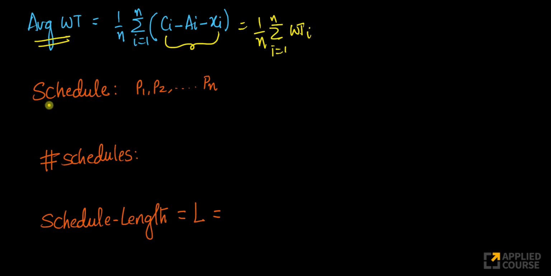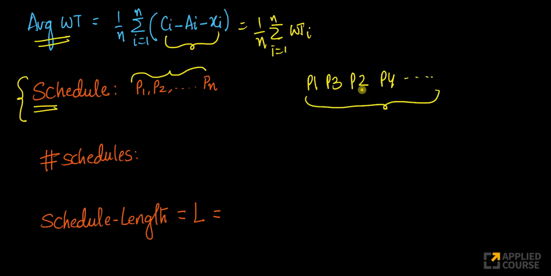Then there is this concept called a schedule. Now what is a schedule? Imagine I have n processes. Now I could say that I want to execute P1 first, followed by P3, followed by P2, followed by P4, and so on. I can get a sequence of process executions. So a schedule is basically a sequence like this.